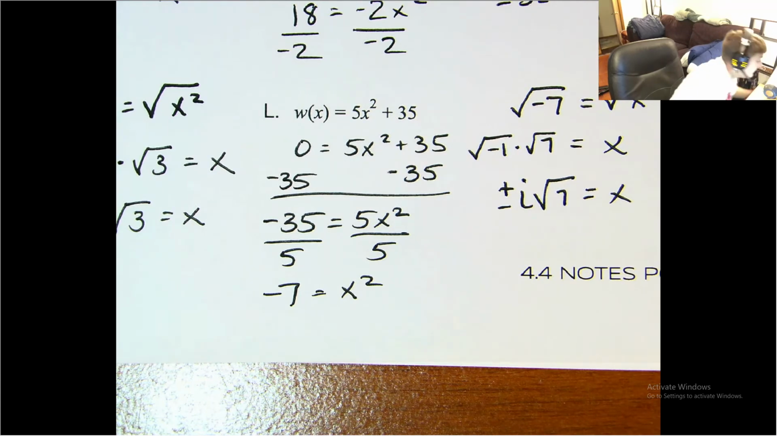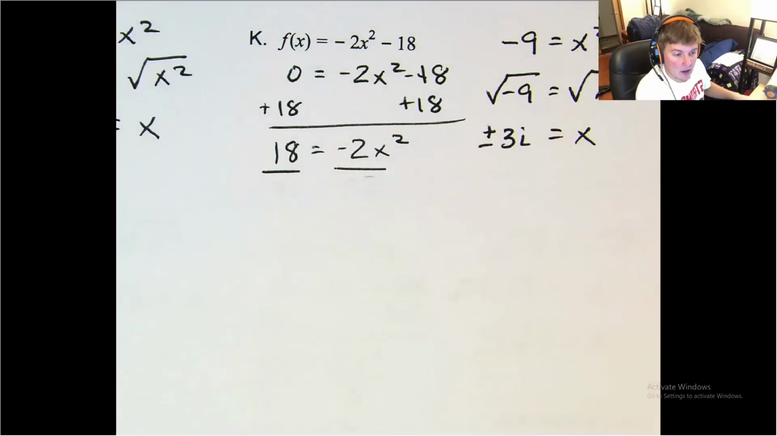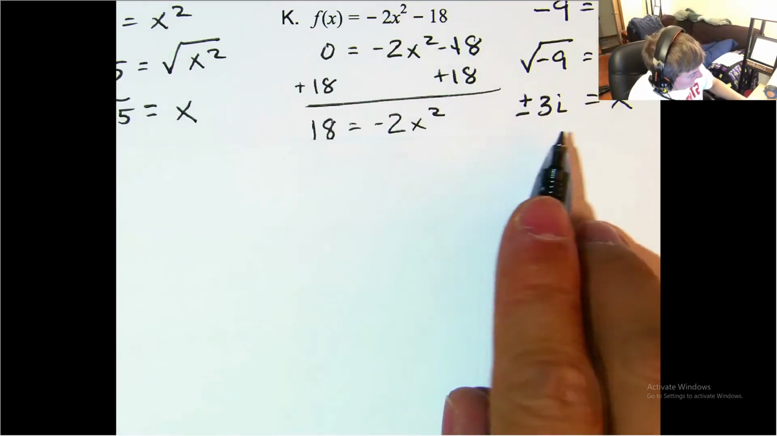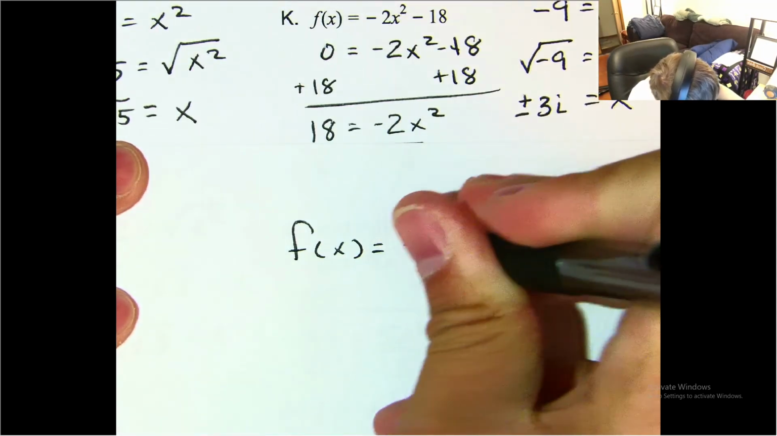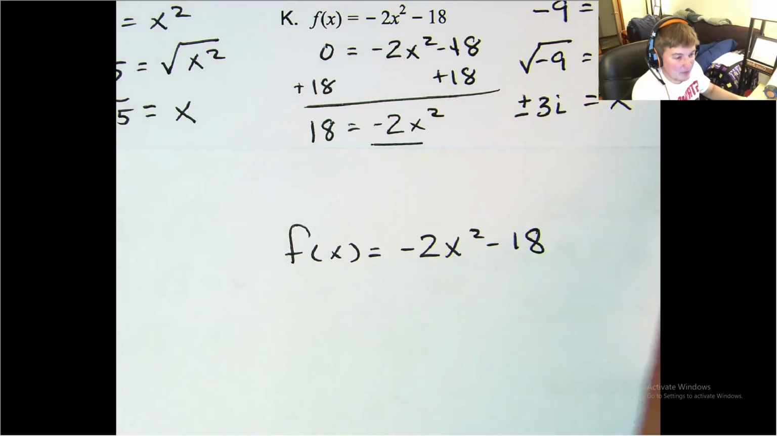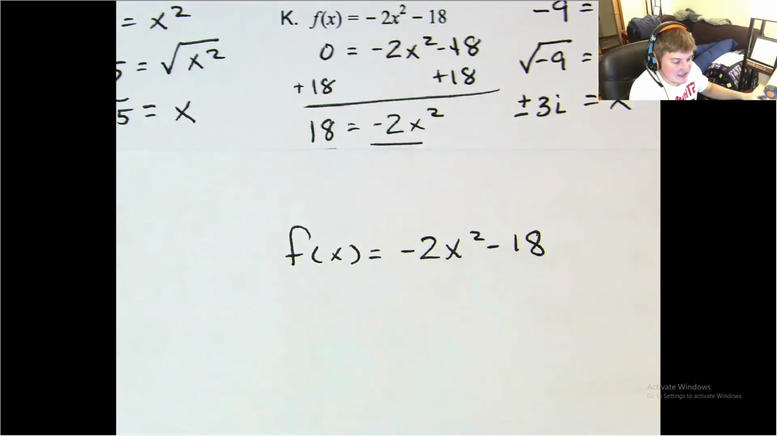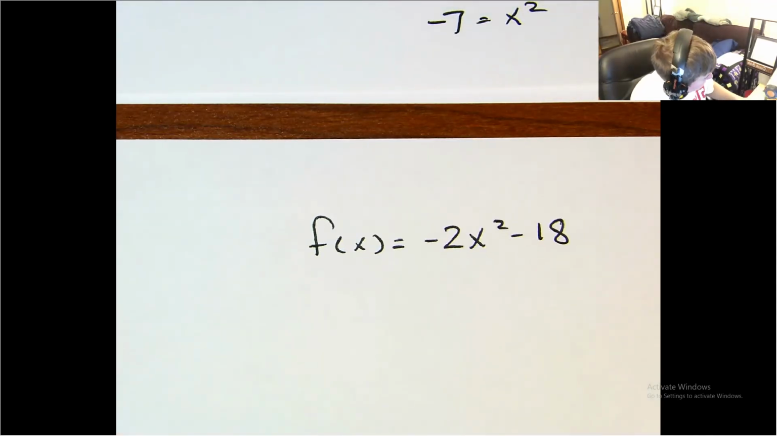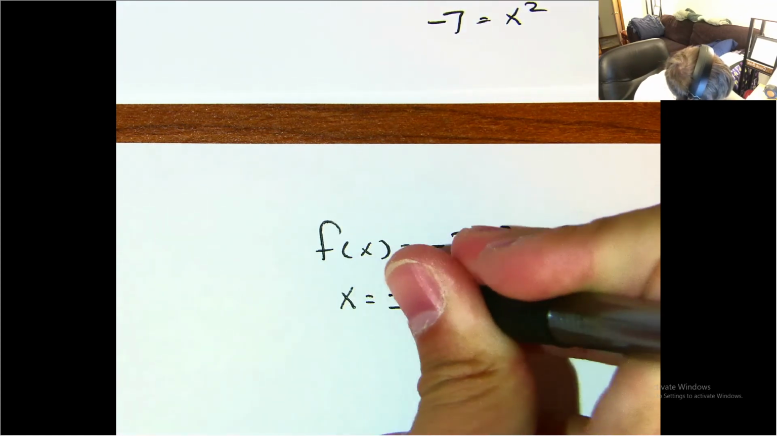If I can get my sheet of paper. I would like to take the answer to letter K. So we have f of x is equal to negative 2x squared minus 18. And I would like to prove to you, even though this is a complex solution, that this is indeed a solution. So we believe that x is equal to plus or minus 3i.